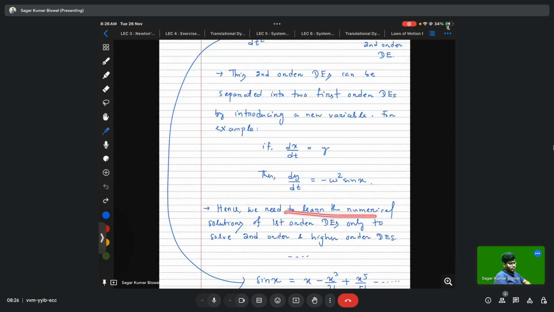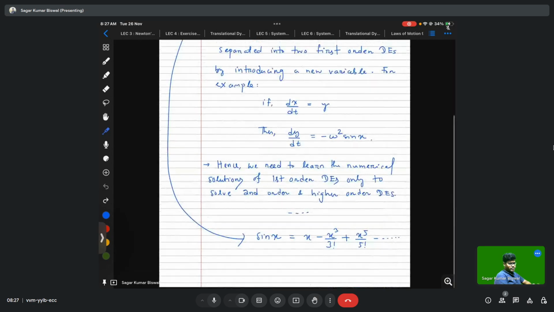Hence we need to learn the numerical solutions of first order differential equations only, right? If you know the numerical solution to a first order differential equation, you can solve the second order and higher order differential equations, because you can separate all the higher order differential equations into first order type differential equations. You don't need to learn about the second order differential equations separately, right? Just learn how to solve the first order differential equations. Then by using them, you can solve any higher order differential equation, right?